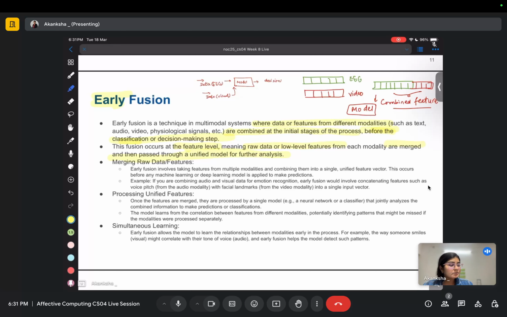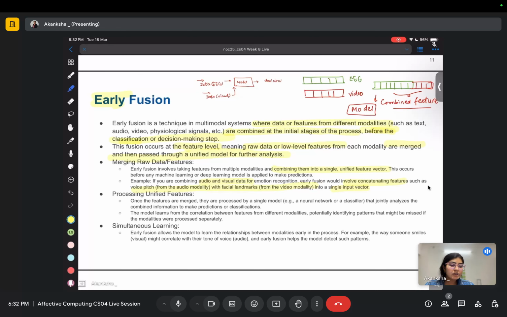So what we do is merge raw data or features. It involves taking features from multiple modalities and combining them into a single unified feature vector. And this occurs before the model training or before the deep learning part is going on. So let's say you're combining audio and visual data. Early fusion would involve concatenating those features, such as voice pitch or facial landmarks, into a single input vector.